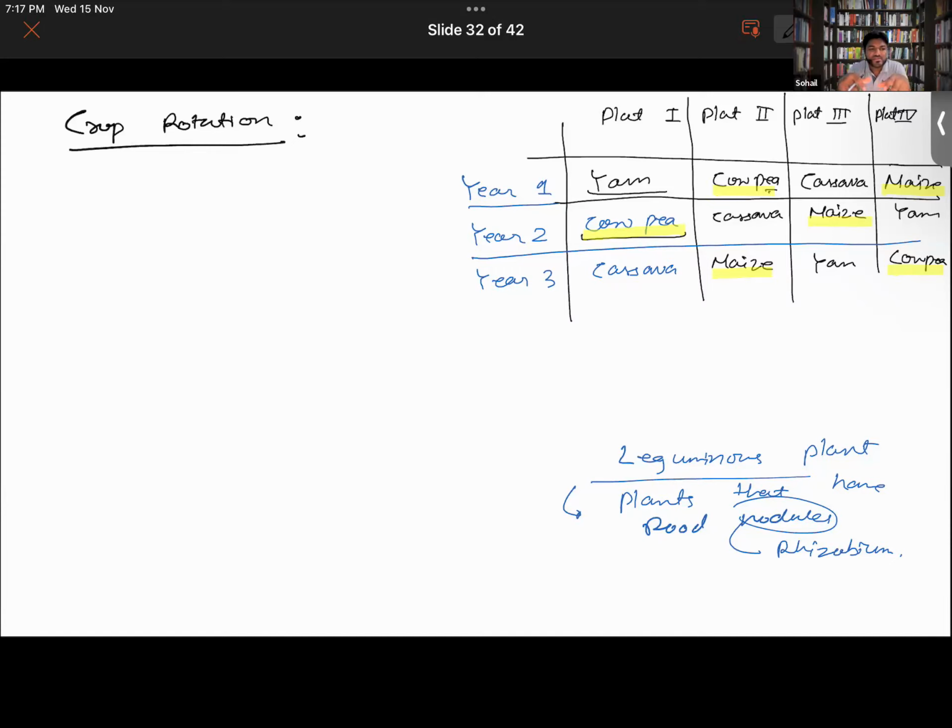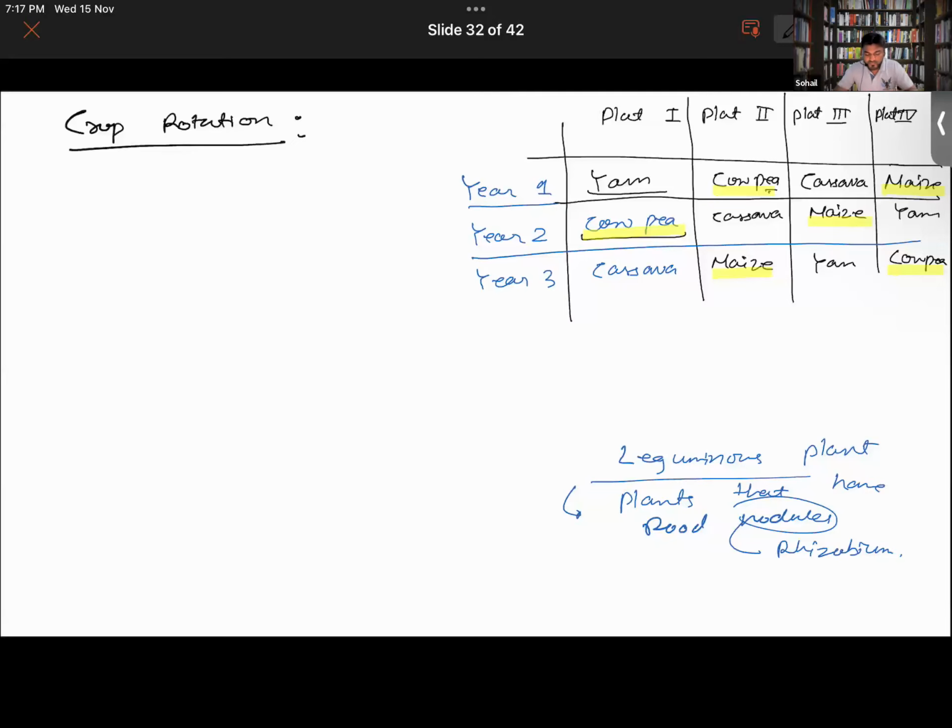Here this is a system of farming where different crops are grown on the same piece of land year after year in a very defined manner, so that it helps to maintain the fertility of the soil. The cycle has been designed in such a way that it helps to restore the nutrients that are lost from the soil. So this was one example of a crop rotation system. Hope you understood it.